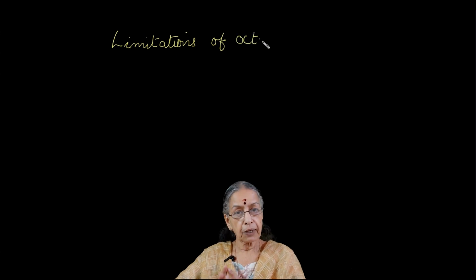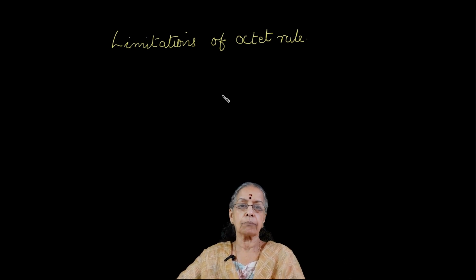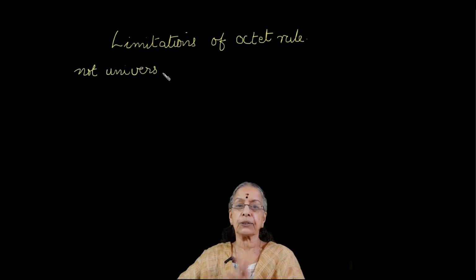Hello everyone. In this video, we are going to discuss limitations of octet rule. We have already discussed octet rule. We have also seen some of its applications. We can explain the structure of most of the ionic compounds and some covalent compounds as well. Based on that, we were also able to calculate the formal charge on the atoms of polyatomic molecules as well as ions. In spite of all these uses, octet rule is not universal because it has some limitations.